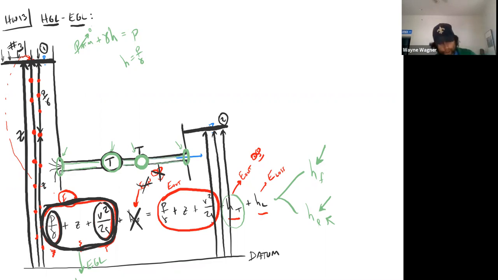Okay, so now you're going, how do we draw this? What I want to do is draw this energy grade line, and I want to keep track of the energy going from the reservoir at 1 to the reservoir at 2. Let me draw it in green, because this black is a little bit ubiquitous.